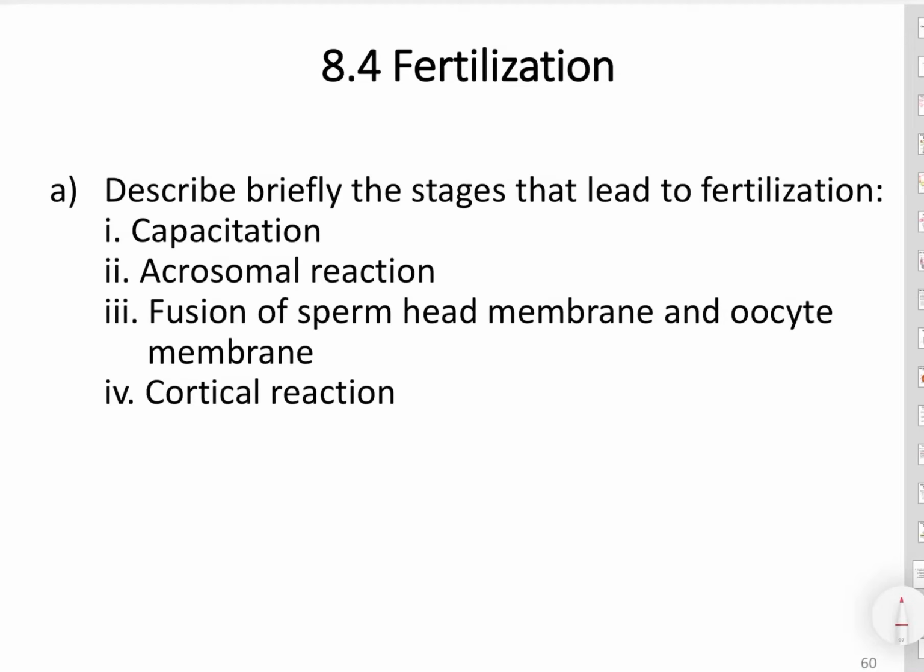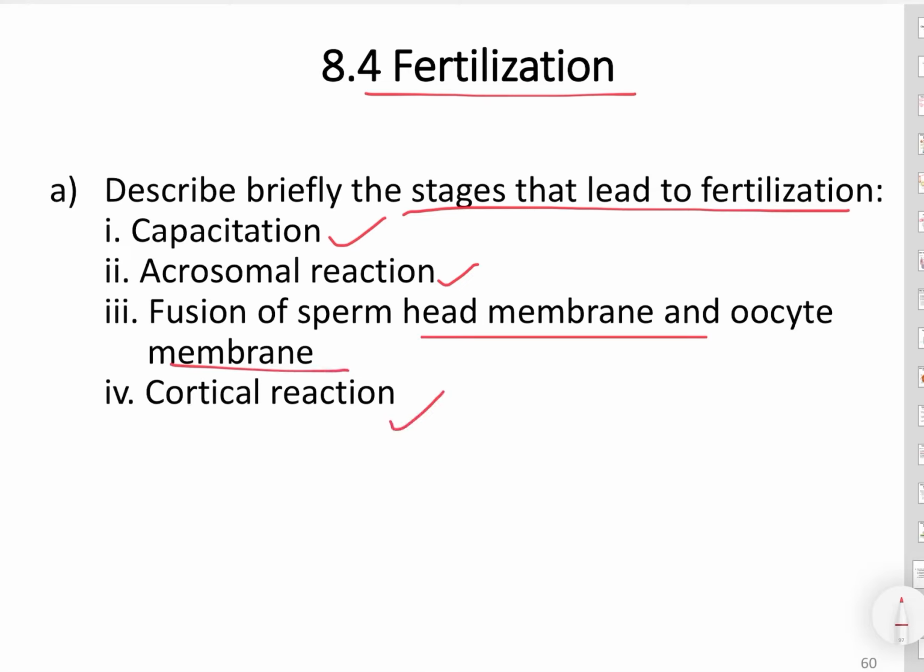Hi, now we're going to look at the last subtopic in chapter 8, which is fertilization. First of all, we need to know the definition of fertilization, and then we need to explain the stages that lead to the process of fertilization. There are 4 stages that lead to fertilization. The first one is capacitation, the second one is acrosomeration, the third one is the fusion of the sperm head membrane and the oocyte membrane, and the last one is the cortical reaction.